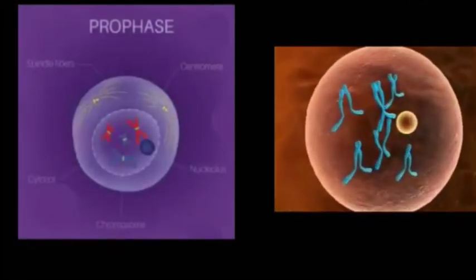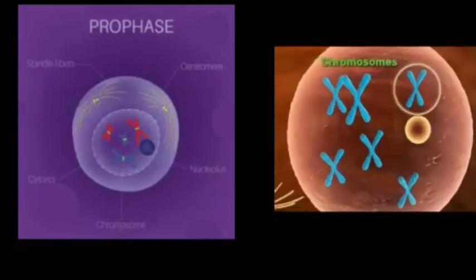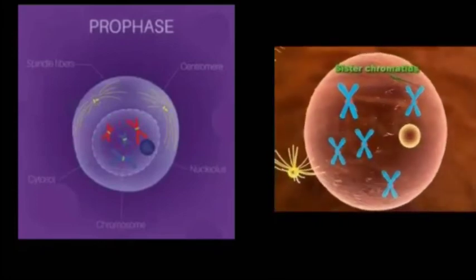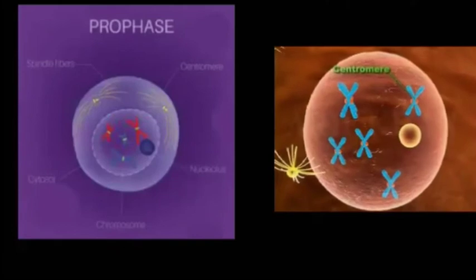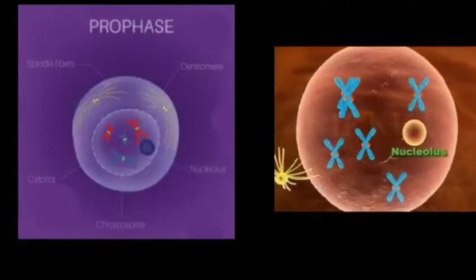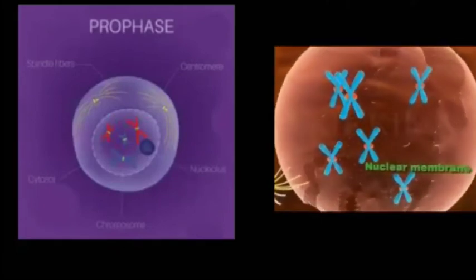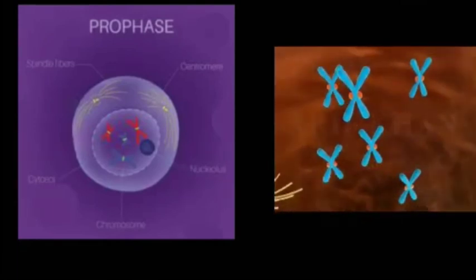First, and the longest phase of mitosis, is prophase. During prophase, chromatin condenses into chromosomes, and the nuclear envelope, the membrane surrounding the nucleus, breaks down.